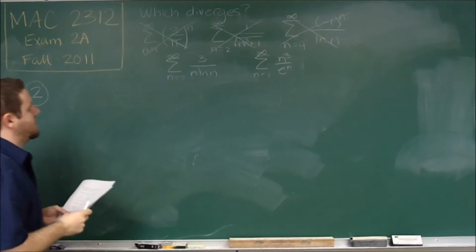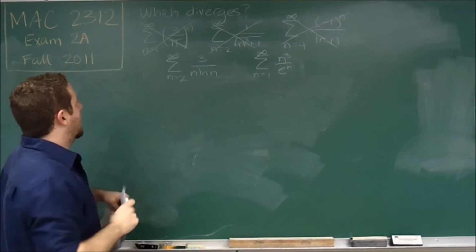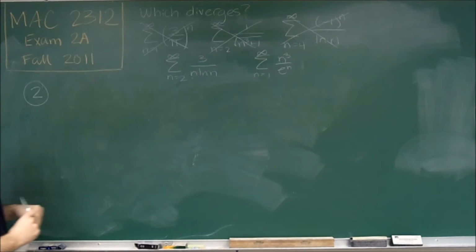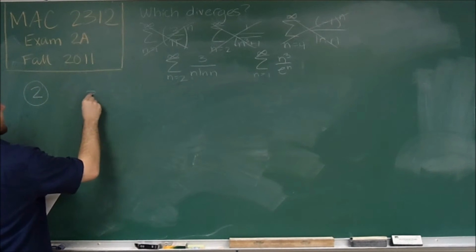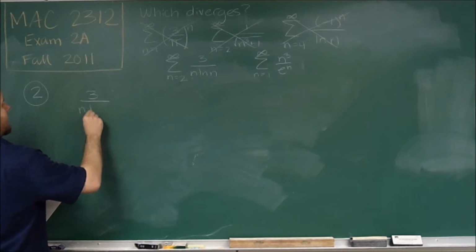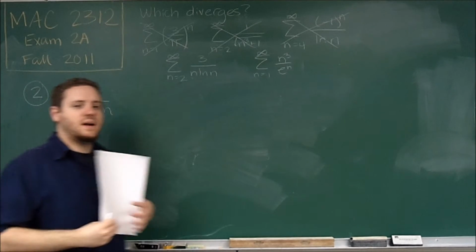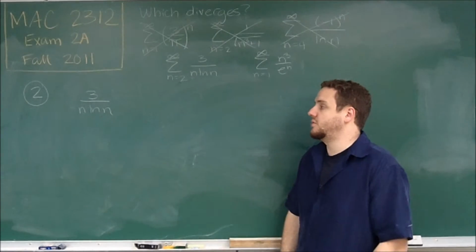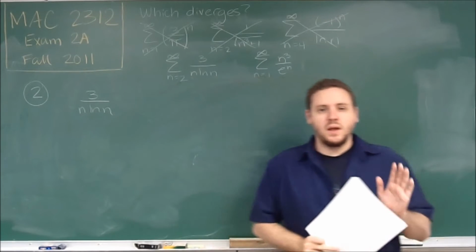Okay, as we move on to letter D, we have the infinite series from 2 to infinity of 3 over n ln n. So if we have this here, 3 over n ln n, that's one that's not easy to do by comparison. One of a few types of series that is not easy to do by comparison.